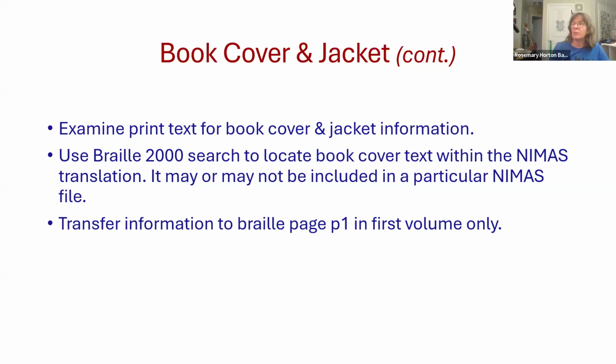I typically examine the print text and book cover for jacket information. You can use the Braille 2000 search to locate that information within the NIMAS file. Sometimes it's put in the NIMAS file, sometimes not. I'll demonstrate that later. And it only goes in the first volume of the book. So you have it on page P1 of your first volume; in every other volume, P1 will just be your table of contents portion.